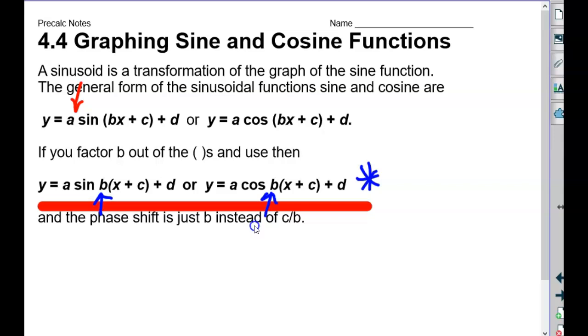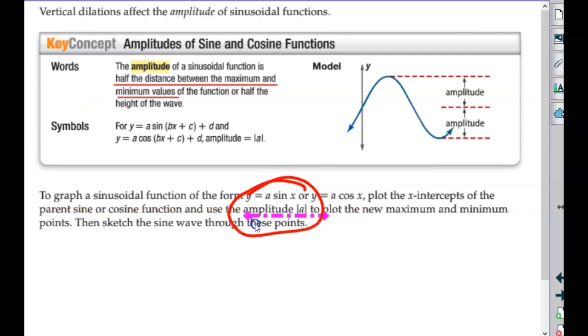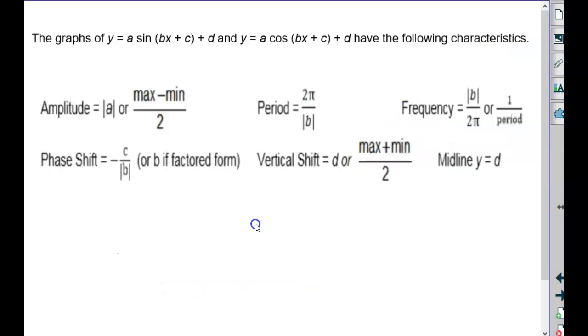Okay, it's still multiplied by x. But remember, the period is not just b. Okay, so amplitude, if you wanted, you could find the difference and divide by 2. Period, you have to take 2 pi divided by b to get the new period. We're not going to worry about frequency today or phase shifts. We are going to do vertical shifts.